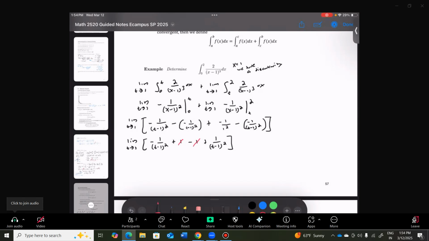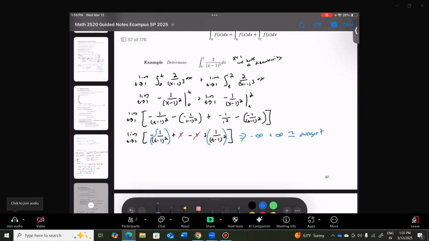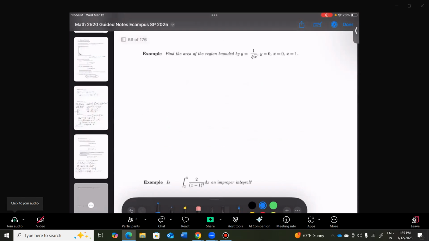Now, 1 over (t minus 1) squared. As t goes to 1, and we're not going to involve the negative sign here, this goes to infinity, and same with this one. So these go to infinity, because this is going to 0. So this is actually divergent, where one side goes to negative infinity, the other side goes to infinity. Right, and so we get divergent.